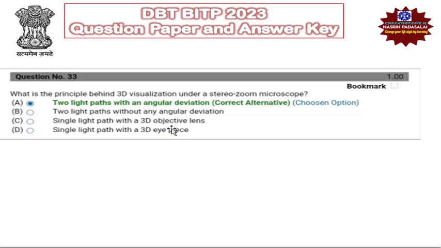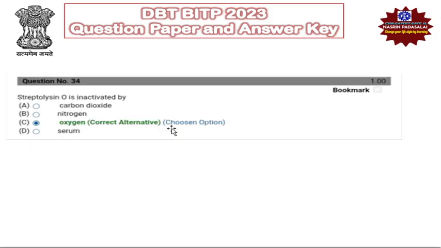Okay. Next, what is the principle behind 3D visualization under stereo zoom microscope? So the correct answer is, in stereo zoom microscope, there will be two light paths with an angular deviation. So that's the reason we are able to see a 3D visualization.